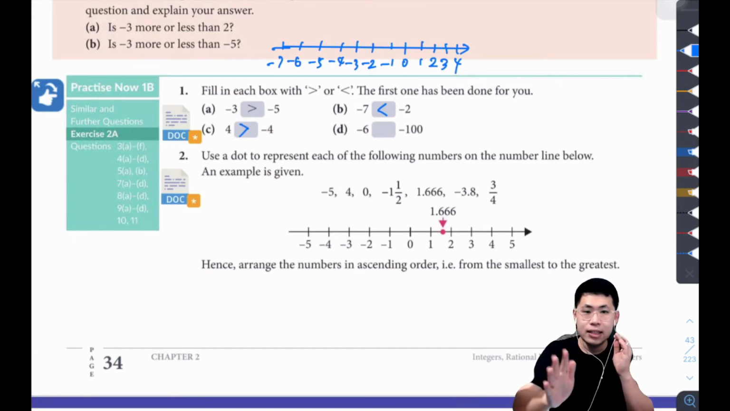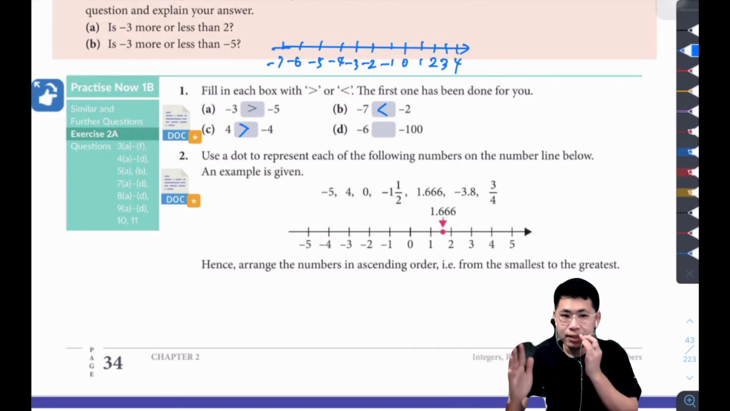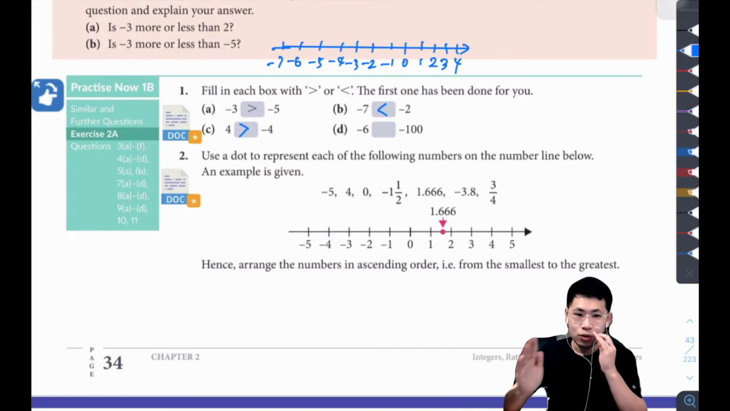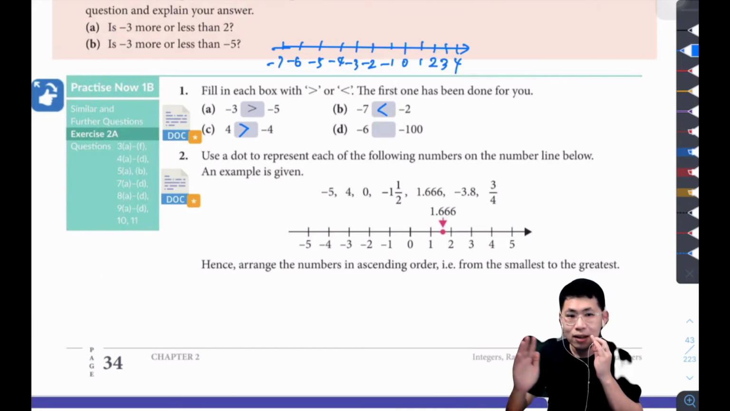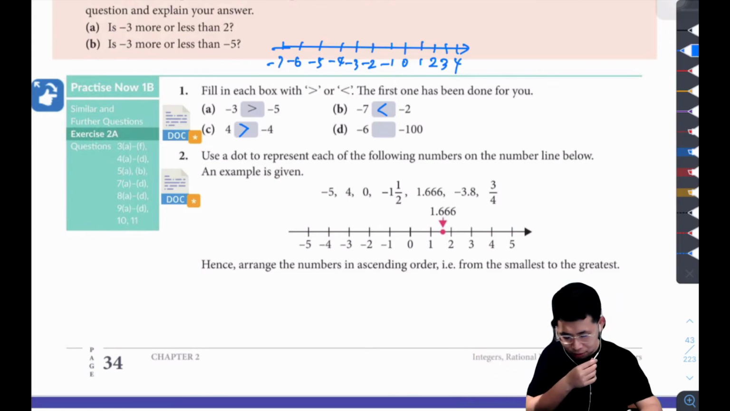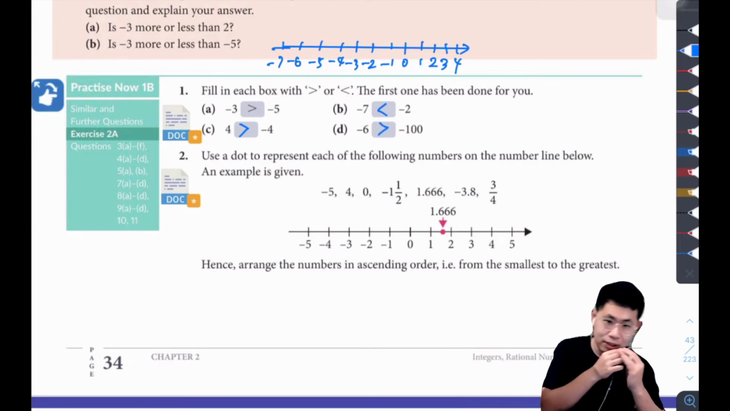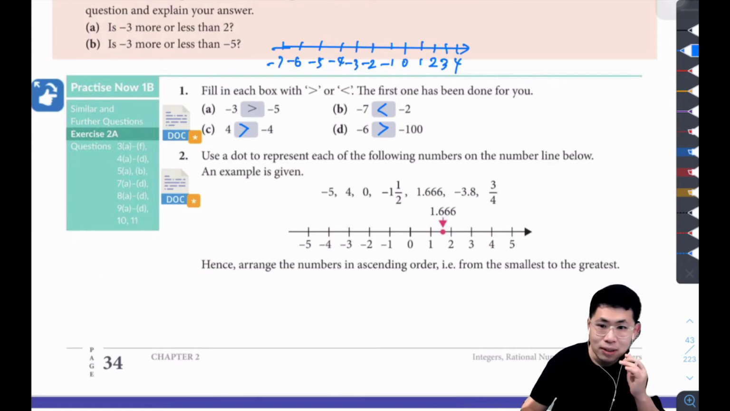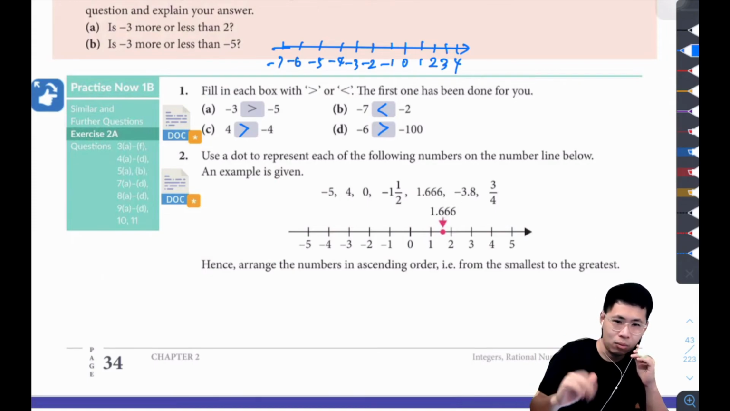Then negative 6, negative 100. So we have negative 6 here. What about negative 100? Is it going to go left or right? Based on the size, it's going to go on the left. So negative 6 is on the right, so it's going to be greater than negative 100. Okay, so you see what I mean over here? So it's less than or more than.